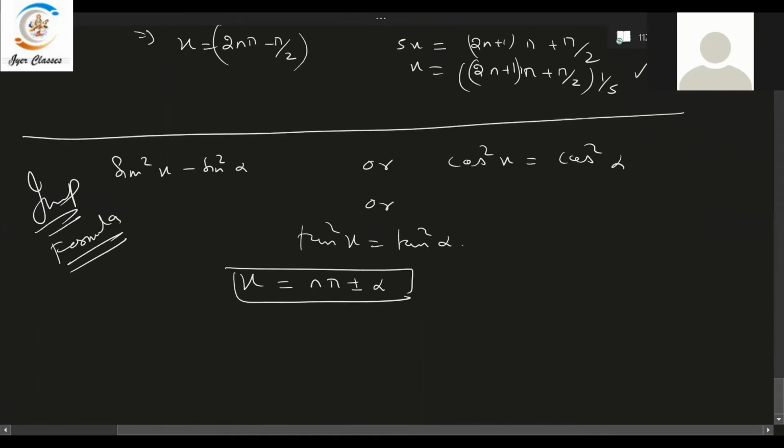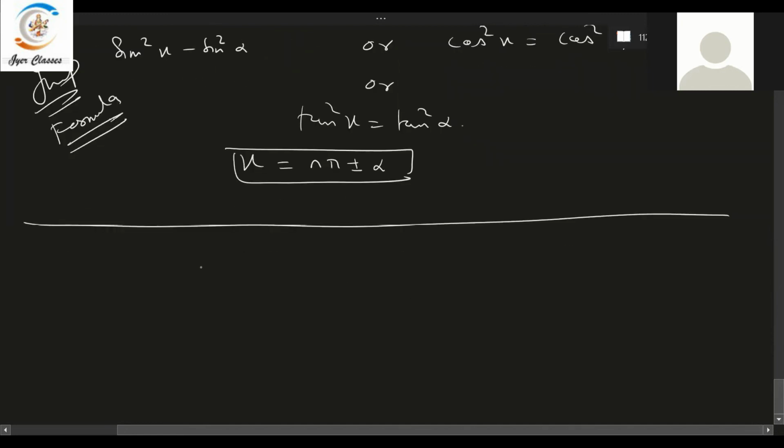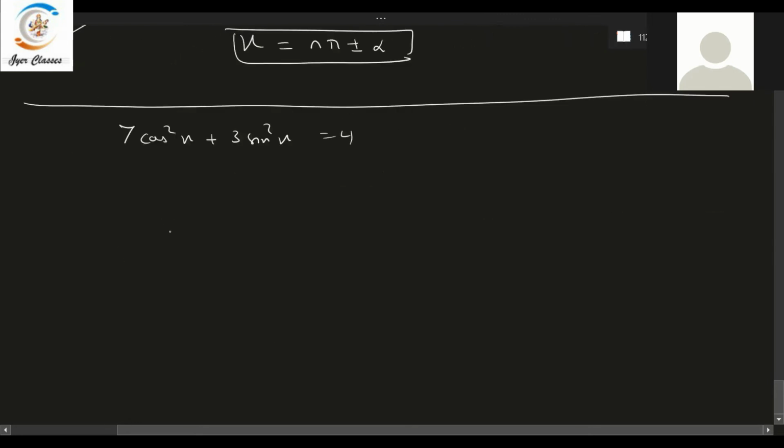And if you have got to solve this kind of equations in which you have got a quadratic form, then how to solve it? Suppose you have got the equation 7 cos square x plus 3 times sine square x is equal to 4. How to solve it? We can make this cos into sine or sine into cos. We know that 7 (1 minus sine square x) plus 3 times sine square x is equal to 4. So 7 minus 7 sine square x plus 3 sine square x is equal to 4.